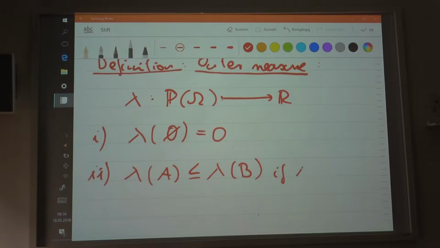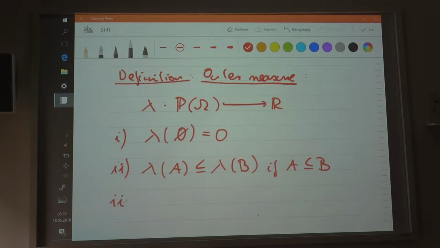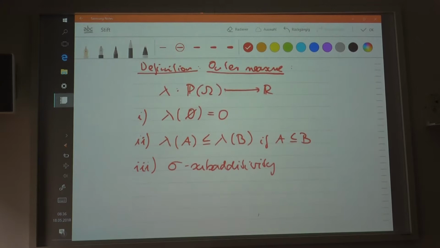And the third property is the sigma subadditivity, meaning that the image of a countable union of any arbitrary sequence of sets cannot be greater than the sum of the images. So this is the property that we refer to as sigma subadditivity.